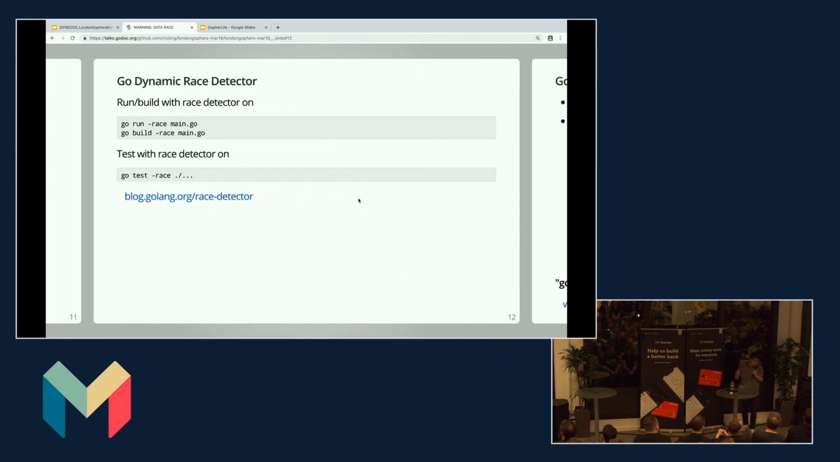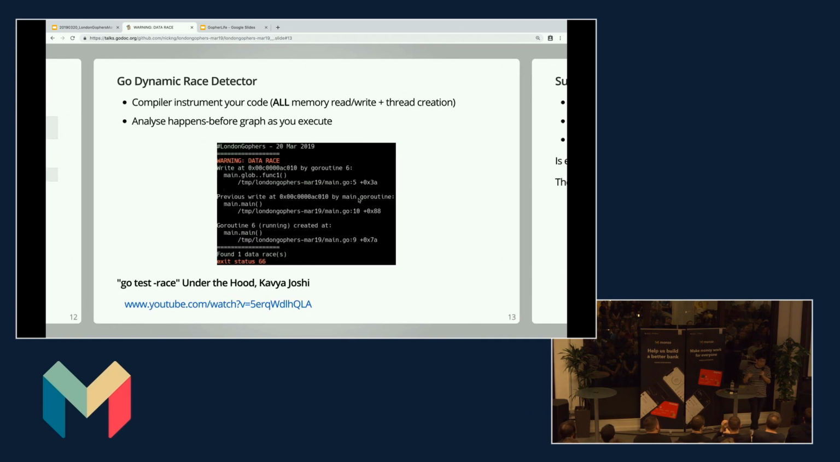But since a lot of you already know about the Go race detector, which you can run by using the dash race flag when you go run a program or when you go build a program, or you can also run tests with the race detector turned on with go test dash race. It's an amazing tool. It works by taking your code and, at compile time, instrumenting all of it. All the memory read-write accesses will be instrumented. They will be given special instructions to keep track of what is being written and what address is being read from memory. And then it analyzes the happens before graph as you execute.